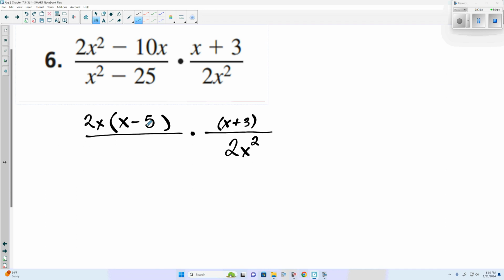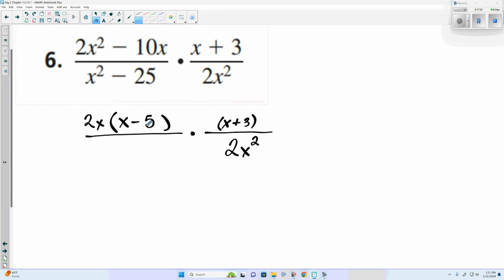And the x factors out completely. Because really what we're doing when we factor something out is we're just dividing each term by what we're factoring out. So we're dividing the 2x squared by 2x. 2 divided by 2 is 1. x squared divided by x is x. Then 10x divided by 2x, 10 divided by 2 is 5. Our x divided by x is 1. So we just have 5 times 1, or 5.